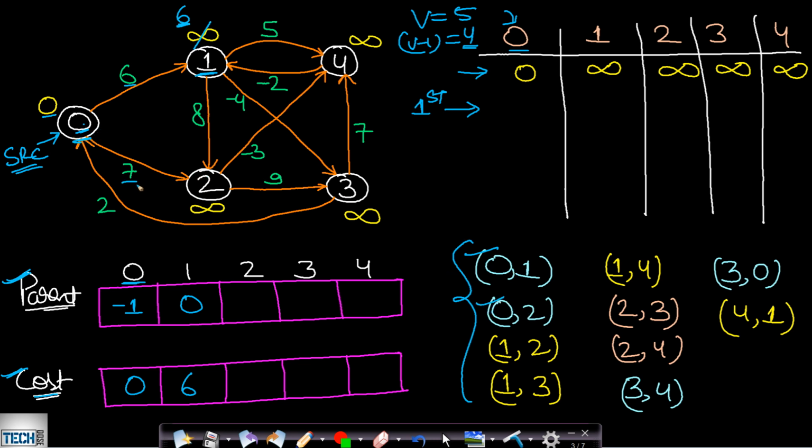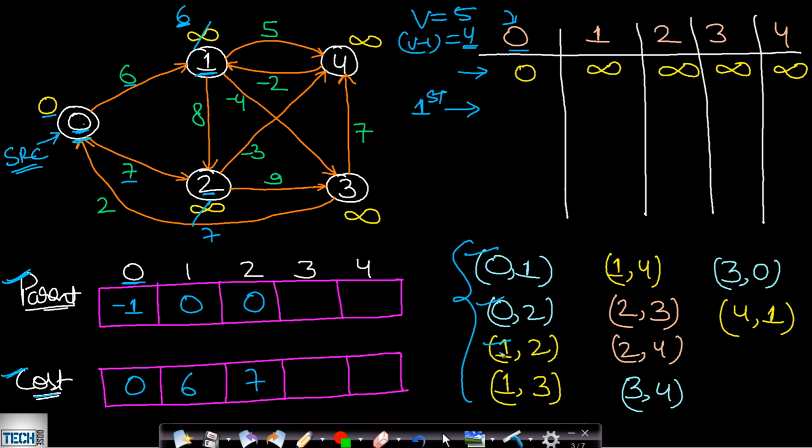So from 0 to 2 the cost is 7, and the cost to reach 0 is 0. So the total cost to reach this 2 from the source will be 0 plus 7. So 7 is less than infinity, we will replace it. Now you can see that this edge 0 2 is getting included, therefore the parent of 2 will be 0, and also the cost at 2 is 7 in order to reach this 2 starting from the source node.